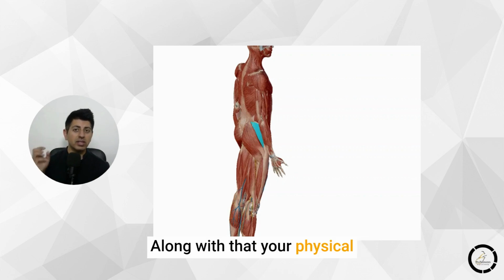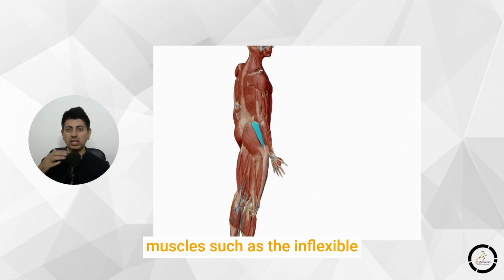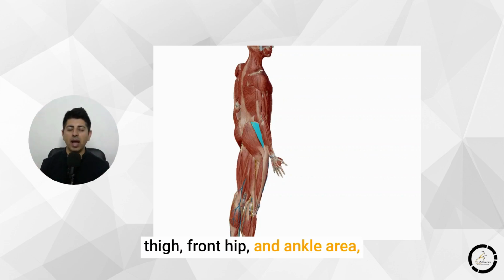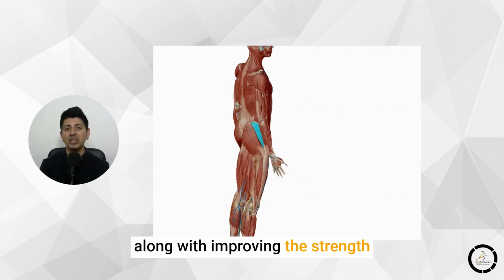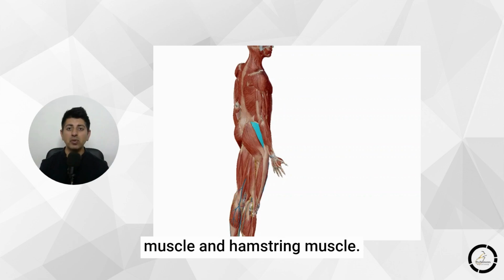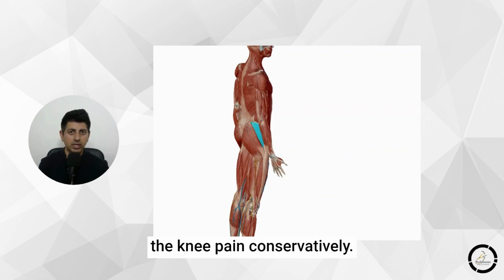Along with that, your physical therapist can also help you improve the length of the tight, inflexible muscles, the hamstring, front thigh, front hip, and ankle area, along with improving the strength of your weaker muscle groups, such as your glute muscles, gluteus maximus, medius, and minimus, quadricep muscle, and hamstring muscle. Based on the examination, your physical therapist can guide you on what exactly you need to be doing to treat the knee pain conservatively.